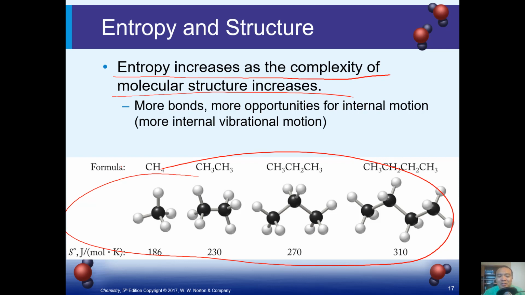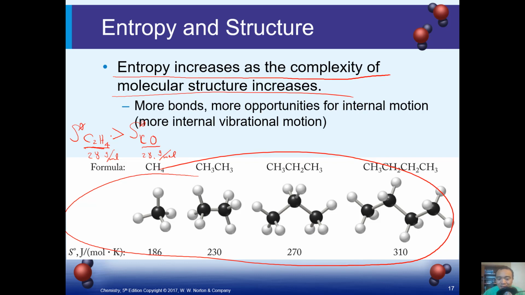In general, standard molar entropy increases as the complexity of the molecular structure increases. For example, we have C2H4, and we also have carbon monoxide. The entropy for these two molecules, which both have about 28 grams per mole, so the molecular size is about the same. However, because C2H4 is more complex than the structure of CO, the entropy of ethylene is actually greater than that of carbon monoxide.